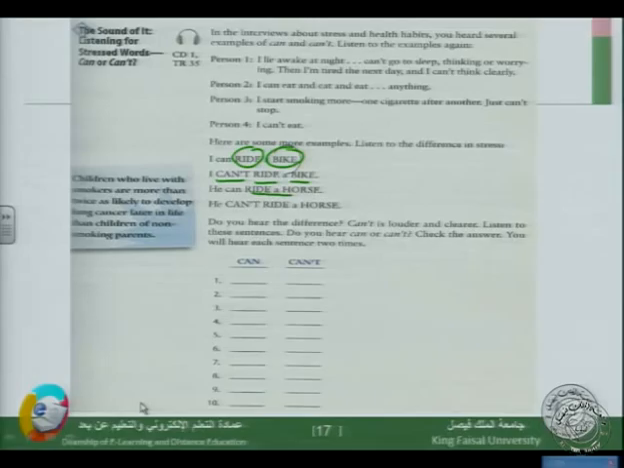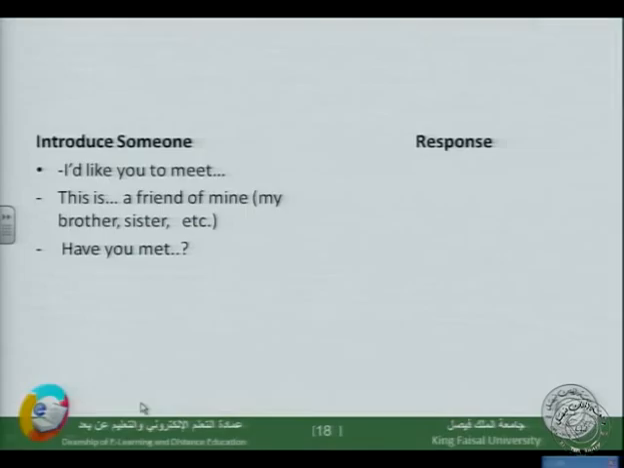The same thing: He can ride a horse. He can't ride a horse. So this is also one of the important lessons that we have taken about the sound of it and how to stress can, the verb, and its object.